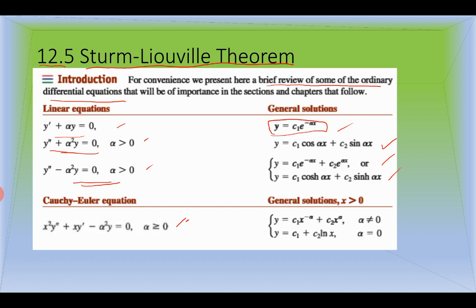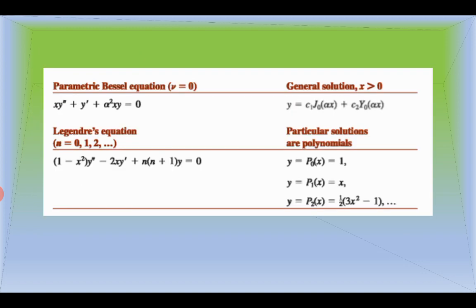This is the Cauchy-Euler equation, and the solution is on the right side. And we know Bessel's function. This is Bessel's differential equation. The solution is in this form, and Legendre's equation, and there are multiple solutions of this form, isn't it? Okay, this will be useful in the exercise problems, so remember it.